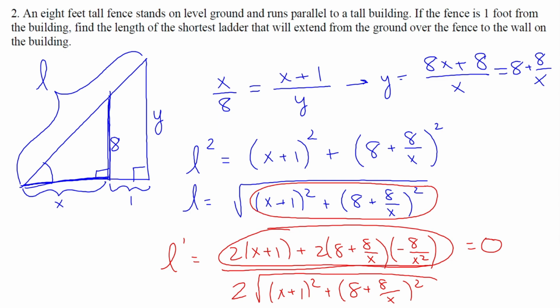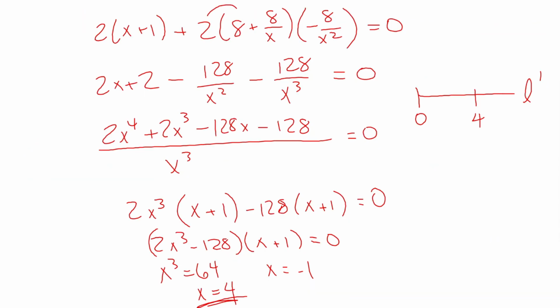If we look at L prime, because the denominator is always positive, and if I put a billion in there for x plus 1, that's going to dominate the 8 over x and the negative 8 over x squared, so that numerator is going to be positive. And if I put in something smaller than 4, then we're going to end up with a negative number, right? I'm not going to go through all the arithmetic on that, but it does end up being negative and positive.